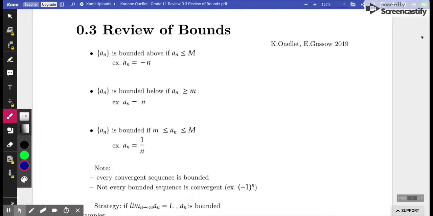Hello, everyone. So this is a quick review of bounds because I didn't get the chance to do this in class, but you'll see it's pretty simple and you should pretty much remember it from last year as soon as I explain it. So the first definition here is that a sequence is bounded above if all the terms of that sequence are below a certain number M. Here we didn't specify this, but this is a number.